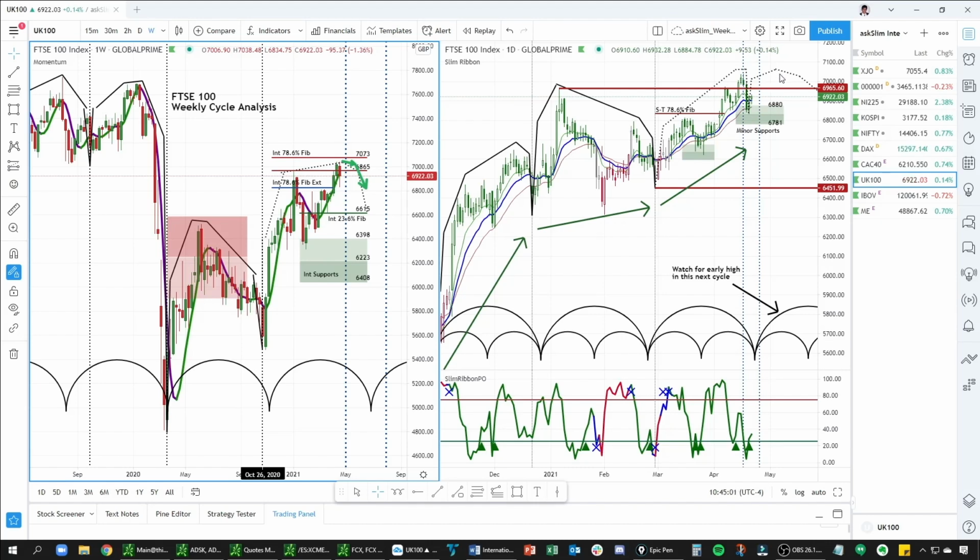But currently, the highest odds are that we are looking for a high to form in this early to mid-May time period, and then to look for a rollover back on the downside. So we'll have to see how this plays out. The slim ribbon on the daily is also very positive. Now let's go ahead and shift over to Latin America, and we will look at the Bovespa.